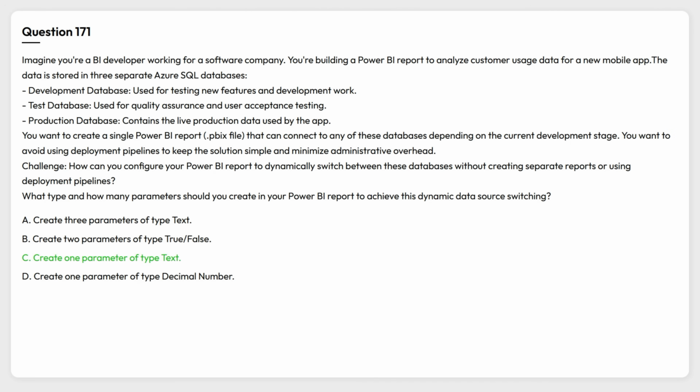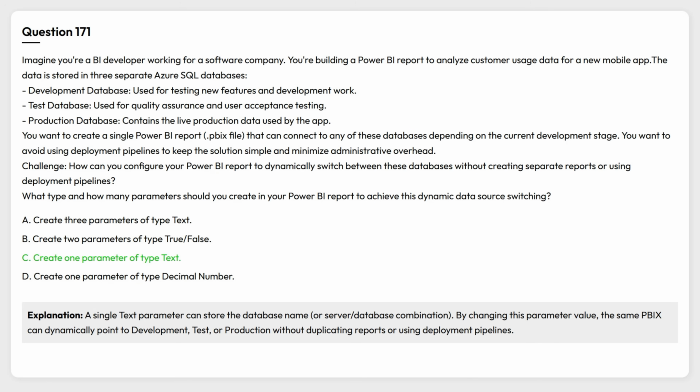The correct answer is option C. Create 1 parameter of type text. A single text parameter can store the database name or server or database combination. By changing this parameter value, the same PBIX can dynamically point to development, test, or production without duplicating reports or using deployment pipelines.